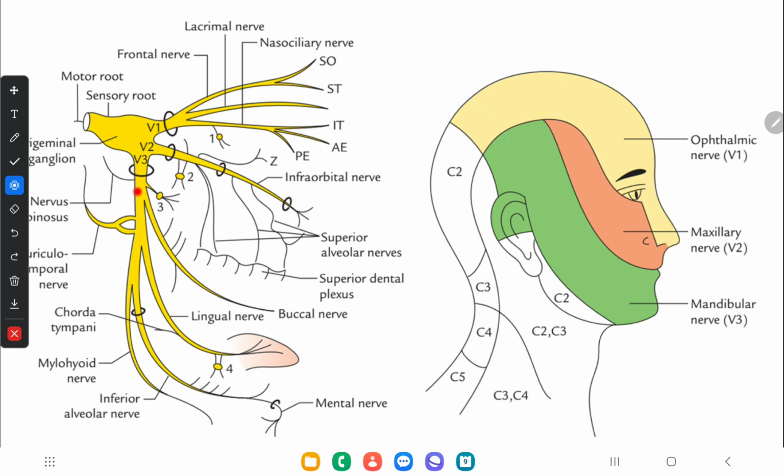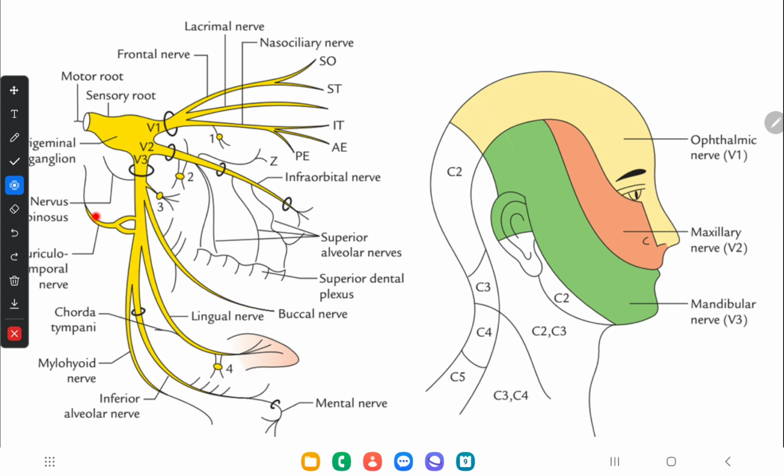Then you have the mandibular division. Here you can see the branches given from the mandibular division. The nervus spinosus supplies dura mater of the middle cranial fossa. This is the nervus spinosus. Then buccal nerve supplies the skin of the cheek and buccal mucosa internal to the buccinator muscle.